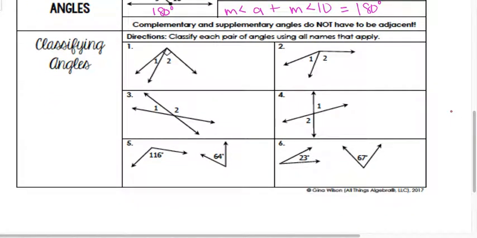Okay, so moving along, now we're going to be talking about classifying angles. So the directions here say classify each pair of angles using all names that apply. Whenever you're looking at this angle, first of all, I notice this little box which tells me that it's a right angle. What do we remember about right angles? How many degrees is that? It's 90. Okay, so if you need to look back up to the top, which one equals 90? Complementary. So you're just going to write complementary on there.